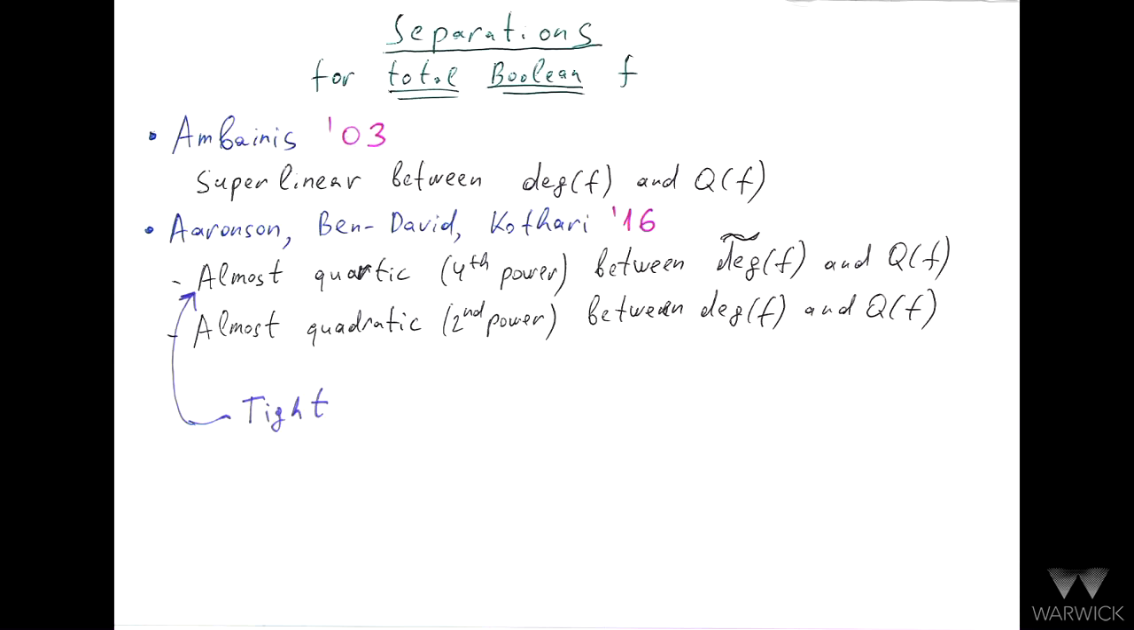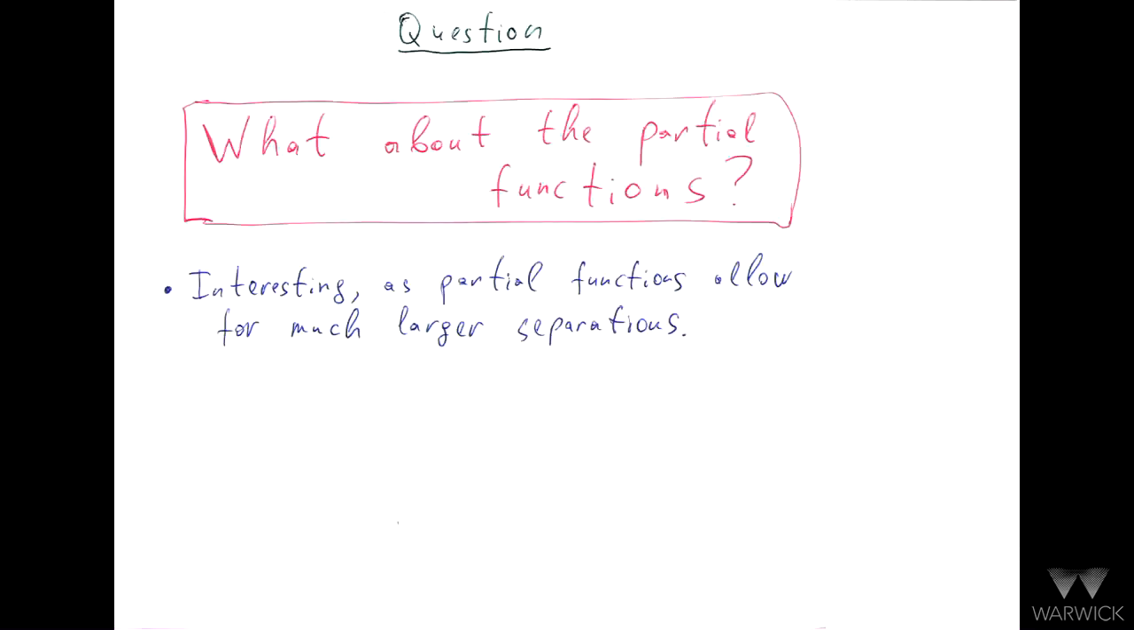So there are second power and third power relations. And so the natural question is, what if we take not the total functions, but partial functions? Surprisingly, not much was known. It's also a natural problem because partial functions usually allow for much larger separation. You can usually prove exponential separation, or even polynomial versus constant separation, for partial functions, whereas for total functions you only have polynomial separations.